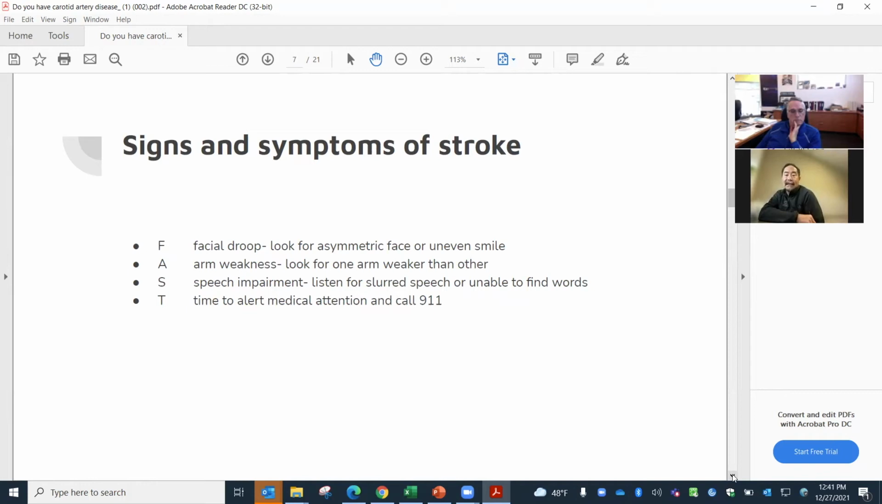And then T is one of the most important things of all four of these: time. If you see any of the F, A, or S, then T becomes important. Time. Minimize the time to medical attention. That's why this acronym is FAST. Move fast. Call 911. And the medical services will come give attention and bring you to Mission Hospital, which is one of our only stroke receiving centers to manage strokes in South County here.